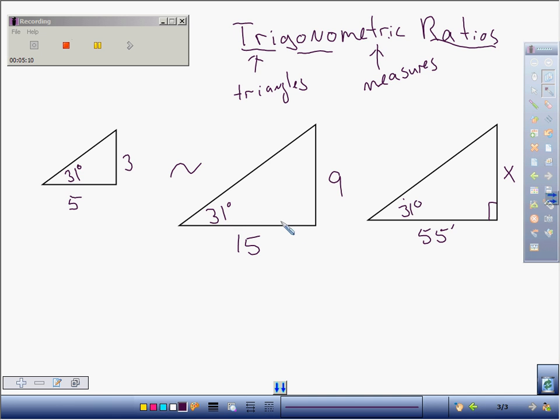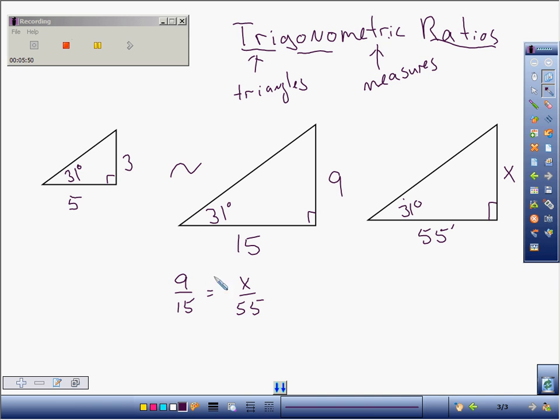Wait, how do you know that's 90 degrees? Well, I'm just telling you. Okay. Okay, so all these triangles are similar. So if these are similar, then these sides have to be proportional, right? 3 is to 5 as 9 is to 15 as x is to 55. So what I could do is I could go 9 is to 15 as x is to 55, and I can figure it out.